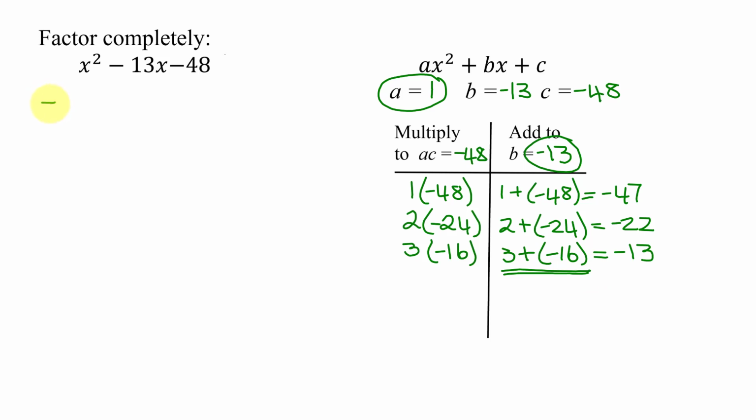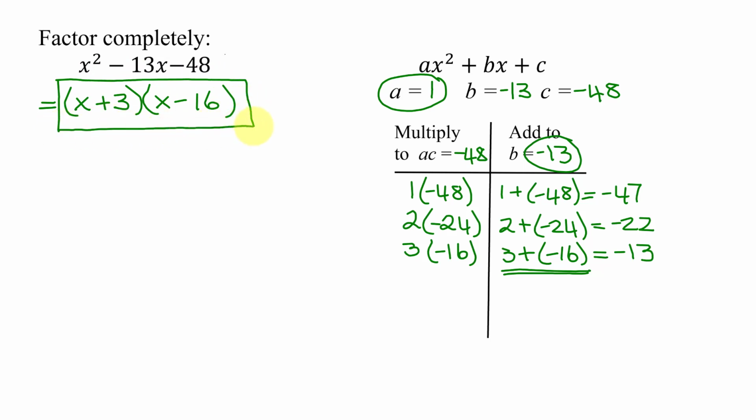So my two binomials are going to be x plus 3 times x minus 16. And now I have factored that trinomial. How can you check the answer? You can FOIL this out and you will get the original problem.